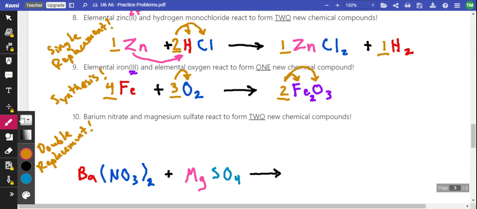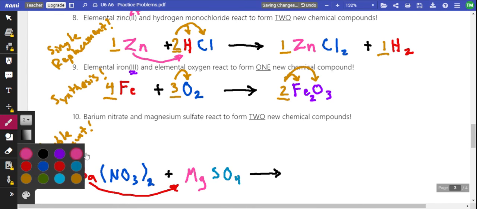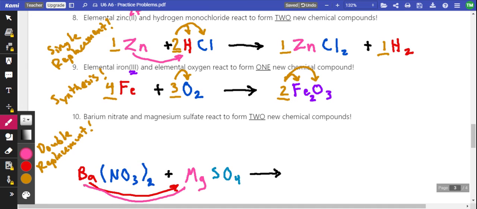All right. So if our barium comes first, it's our positive thing, and our magnesium comes first, it's our positive thing there. These guys are going to switch. So my barium is going to go take magnesium spot, and magnesium is going to go take barium spot.